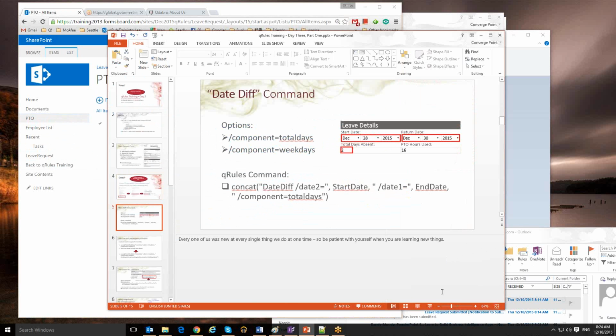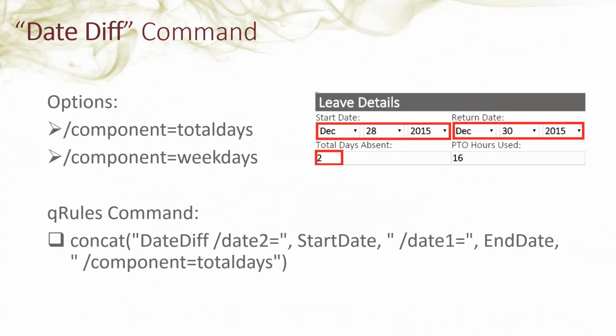You get some idea of the form, and I'm going to continue about the features in this form. So the first thing you may notice is a date diff calculation. In a leave request form, we have a start date and a return date. When you enter your start date and return date, the total days absent is automatically calculated as shown in the form. And this is using a qRule.